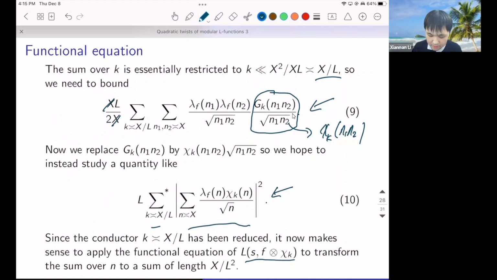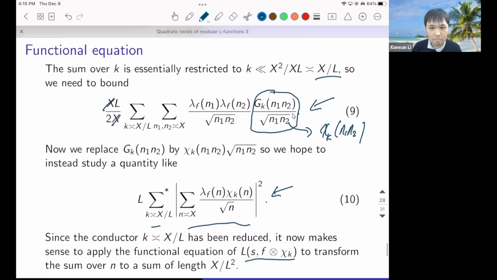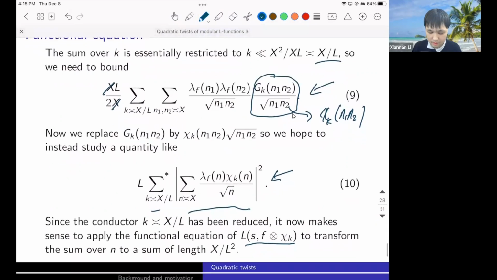Okay, so plenty of notation here. Maybe I'll pause again and invite questions or comments.